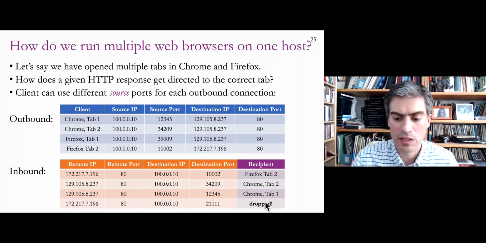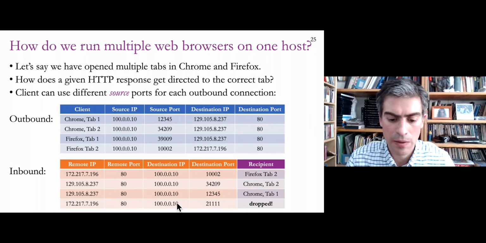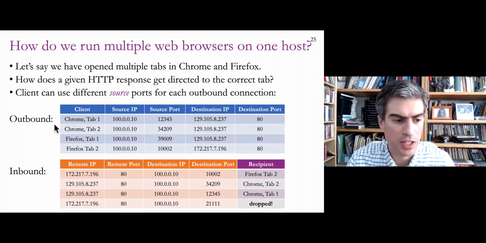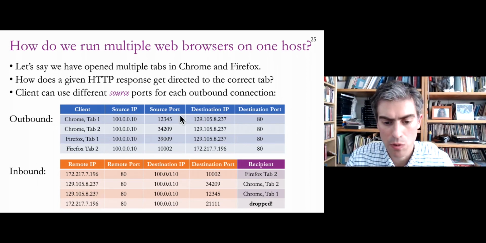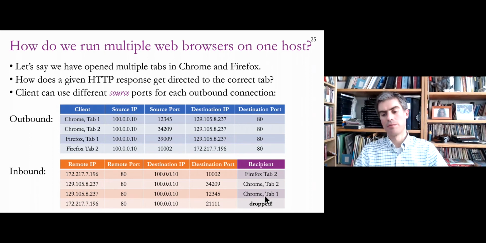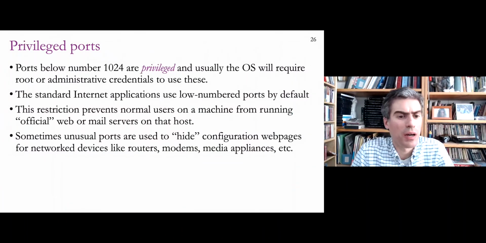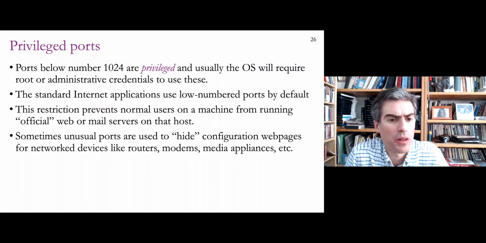This last one actually doesn't match anything. So data came in from this web server to our machine, and the destination port was 21111, but that does not match any of the outbound source ports, so that data is actually dropped. There's no program who's listening for that data. Okay. As a side note, these port numbers, those below the number 1024 are privileged.